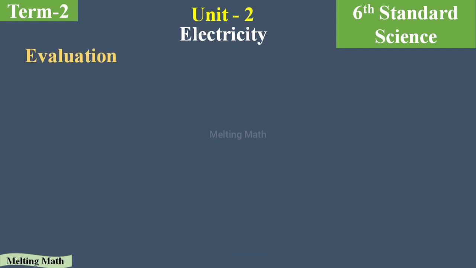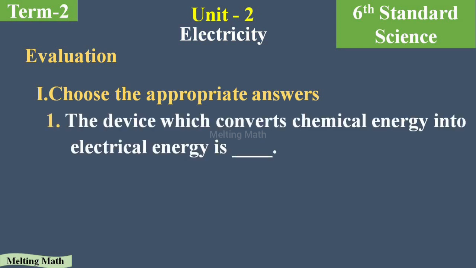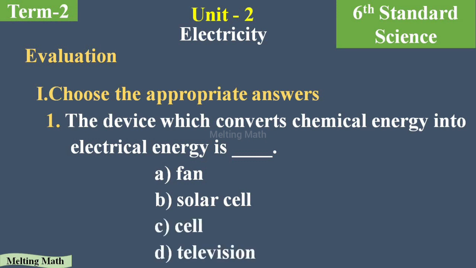First, Roman numeral one, choose the correct, appropriate answers. First one: the device which converts chemical energy into electrical energy is dash. Options: A, fan; B, solar cell; C, cell; D, television. We already discussed this in the previous video. This is the definition of a cell. So the answer is option C, cell, because a cell is the only device which converts chemical energy into electrical energy.